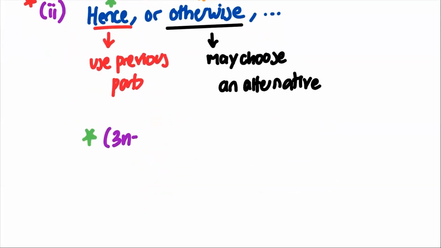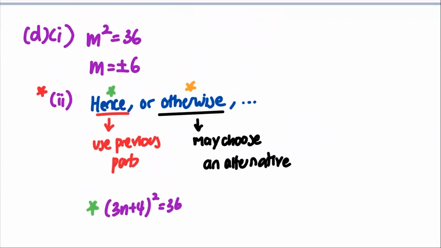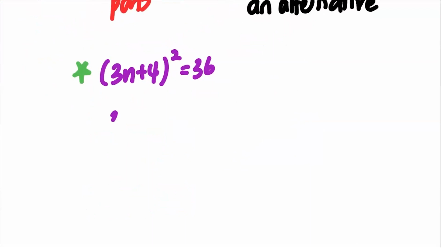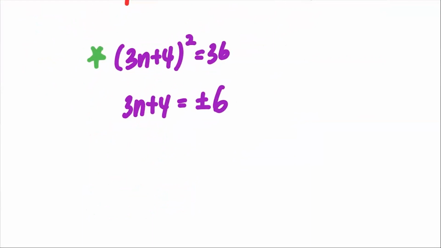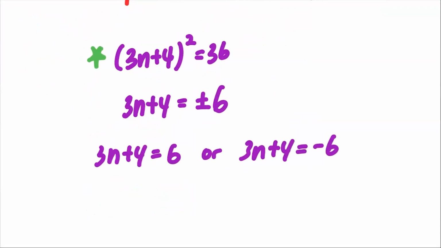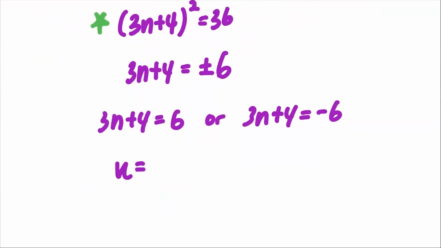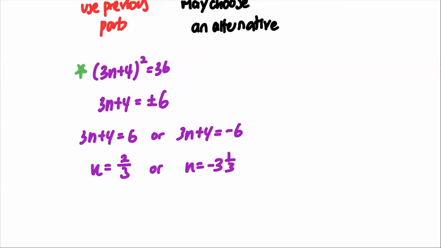So we get (3n plus 4) squared equals 36. Now notice that this is exactly the same as your previous question. The only difference is just that m equals 3n plus 4. Understand? So we're going to do a replacement. And you get 3n plus 4 equals plus minus 6, and we're ready to solve the question. 3n plus 4 equals 6, or 3n plus 4 equals negative 6, and we get n equals 2 over 3, or n equals negative 3 1/3. This is the hence method.